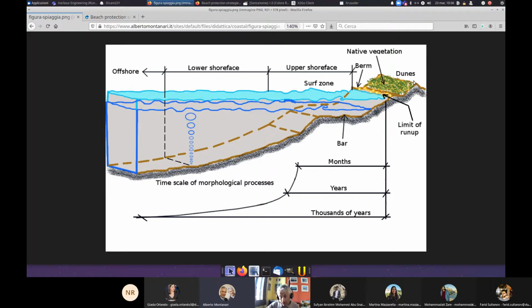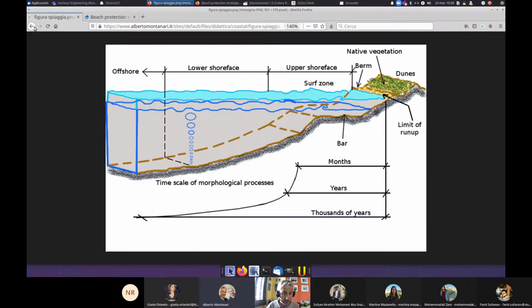And then you have the dune. The dune marks the part of the beach that is reached by waves during very extreme events. Okay, so the berm has a very important function because it protects the beach from erosion.